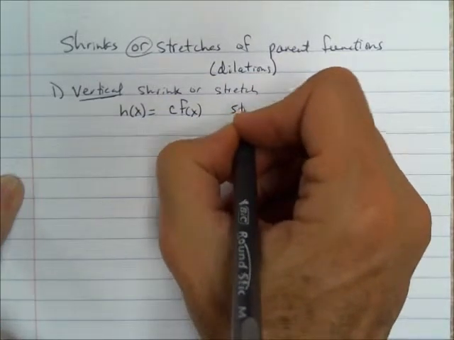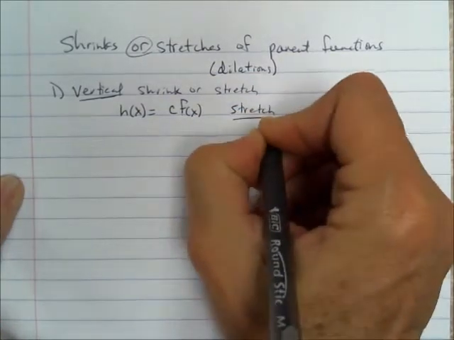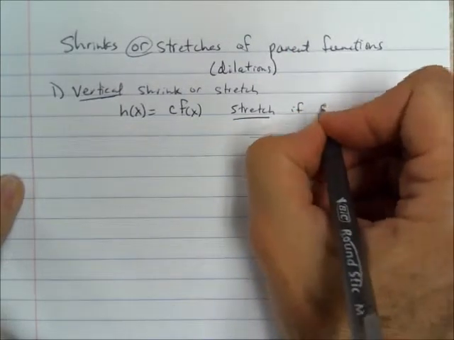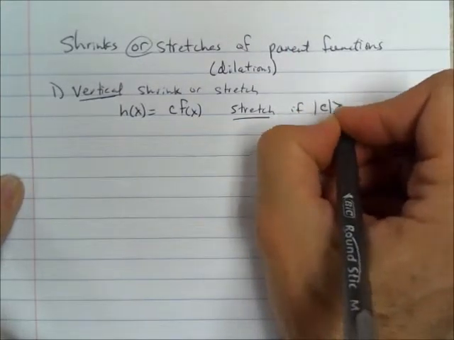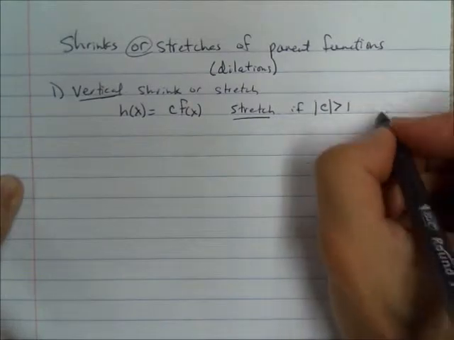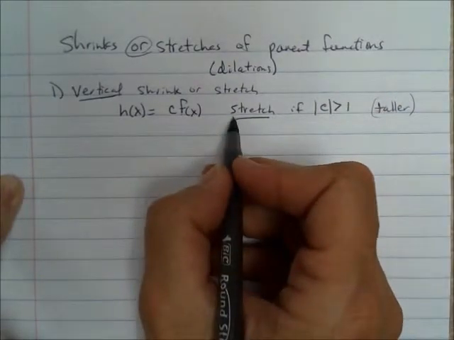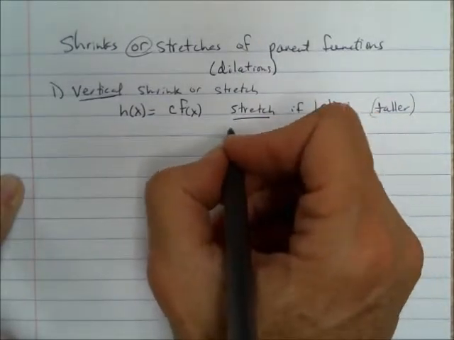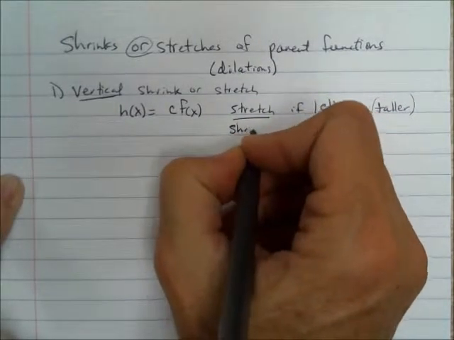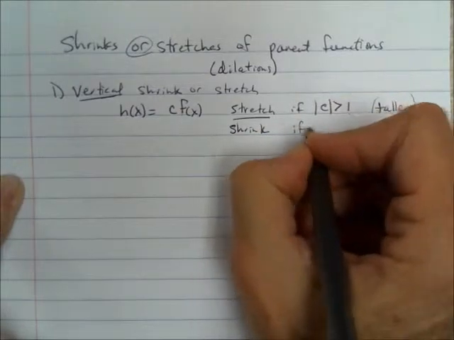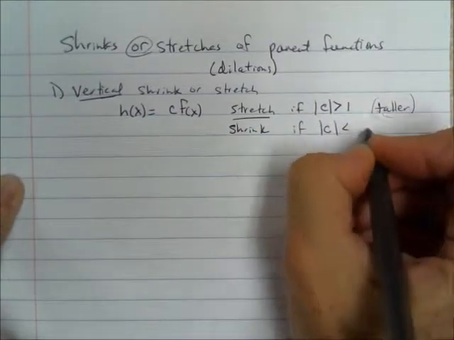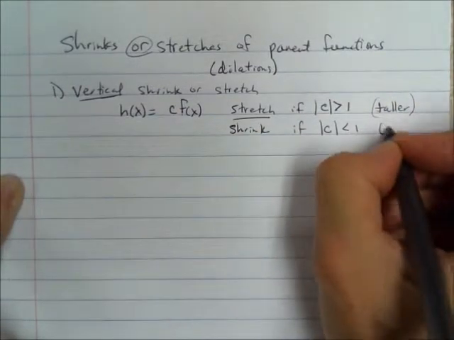Now it is a stretch. This function will be stretched out if c, or the absolute value of c anyways, is greater than 1. And like I said, this makes a taller graph because it's been stretched. Stretch means taller. It is a shrink if the absolute value of c is less than 1, like a half, and that's going to be shorter.